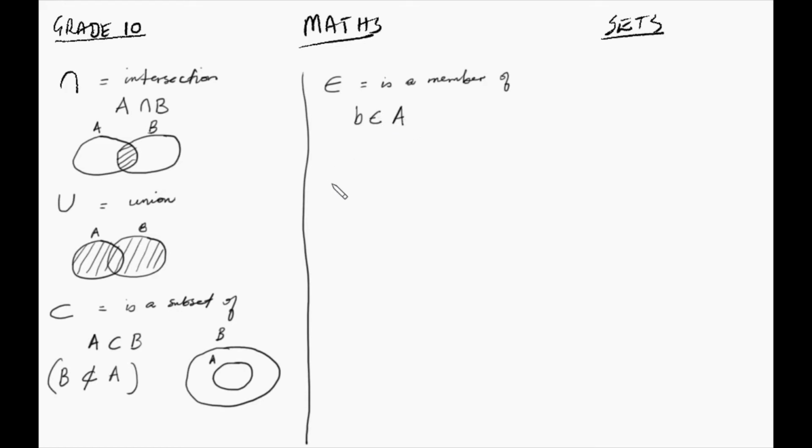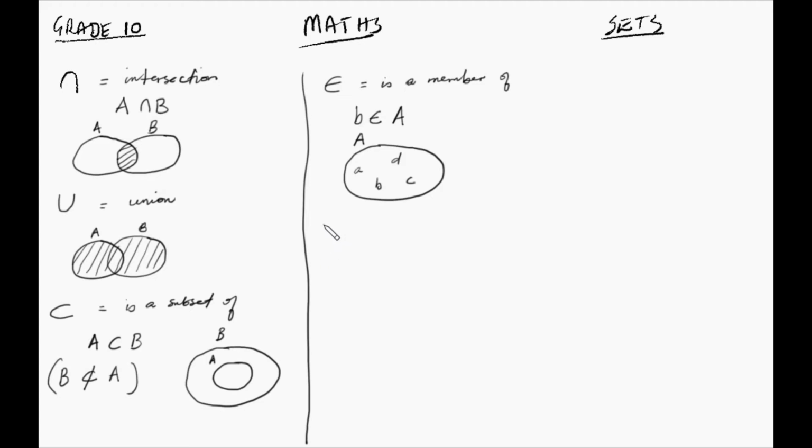What does that mean? That means we could have set A like this. Now inside set A, let's say we have A, B, C, D. Because this element is a member of set A, then you can say B is an element of set A, right?